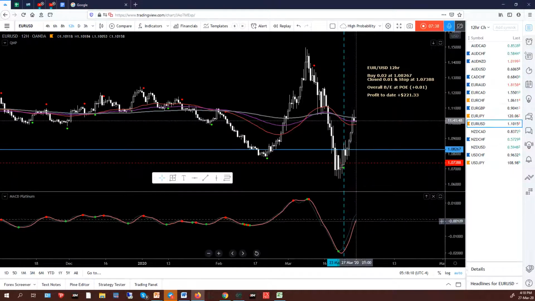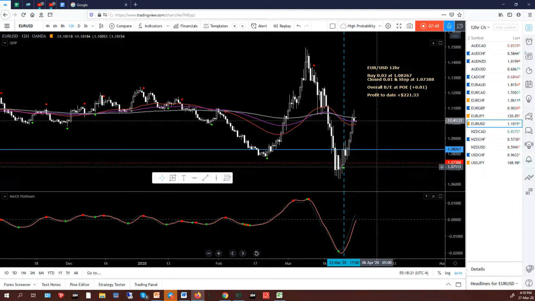The MACD Platinum's getting close to the zero level. Price is also at the 240 LMA. There was about 180-something pips in profit there. Coming into a weekend, uncertainty in the world, so I've closed half my trade.